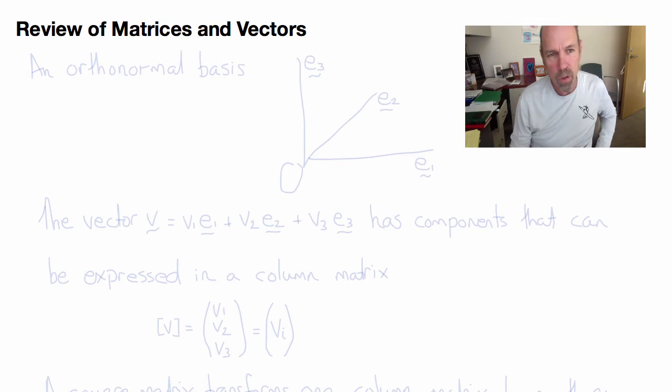Well, the same is true of a tensor. A tensor is a physical quantity whose components in a given frame of reference can be represented in a matrix, or more specifically, a rank 2 tensor in three-dimensional space can be represented by the components of a 3x3 matrix.